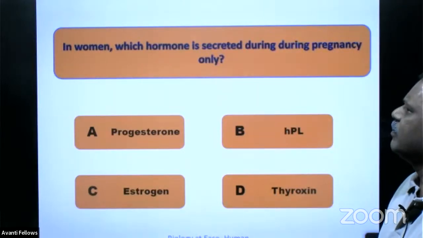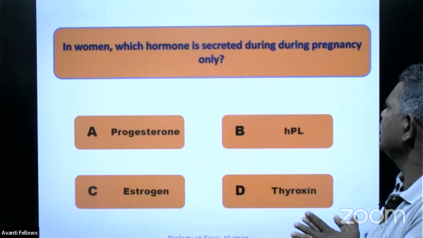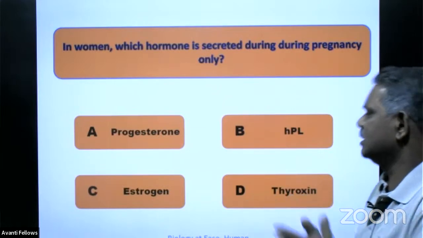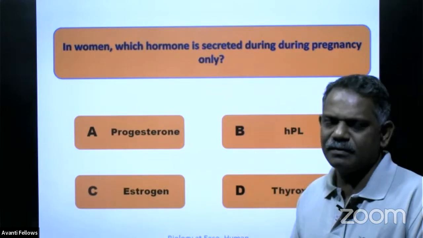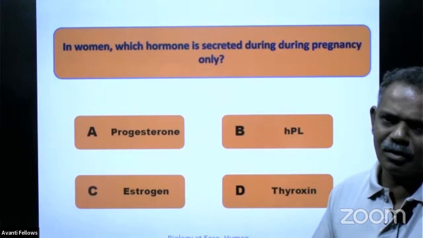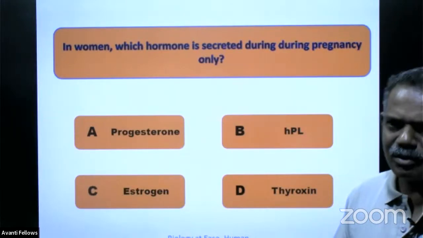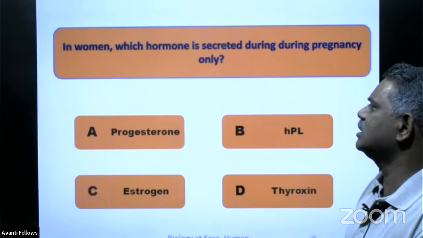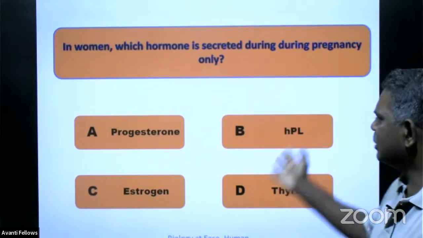So in women, which hormone is secreted during the pregnancy period? And it is commonly called what? The pregnancy hormone only. Already we discussed in detail in the class. And find out the correct answer.